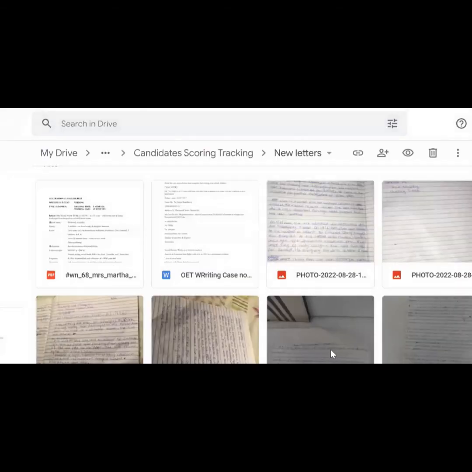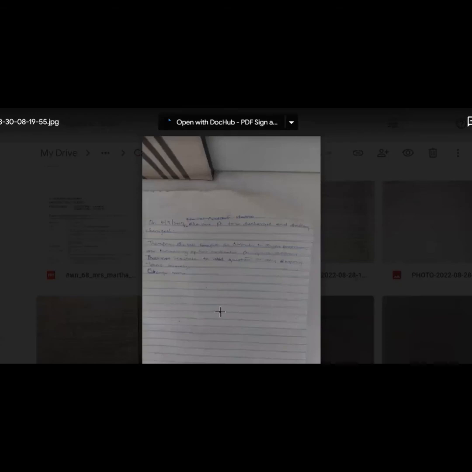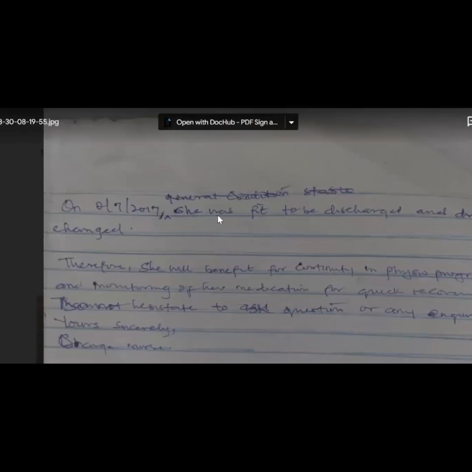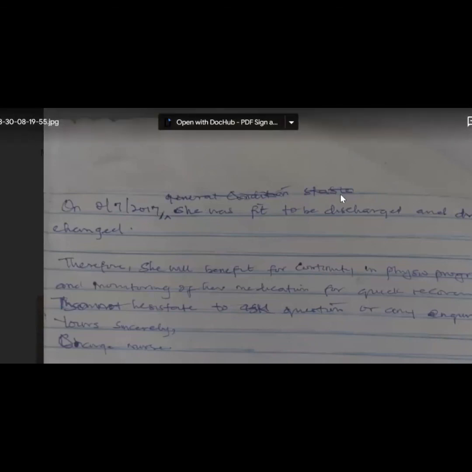So let's see the continuation of this letter. I've talked to you about time reference, okay? On 2/7/2017, she was fit to be discharged and dressing. Now you can just say today, the 2nd of July 2017, she's now fit for discharge and dressing has been changed. This general conditions table, like I said, you cannot write things like this in OET. If you skip it before, you have to write it after somehow.